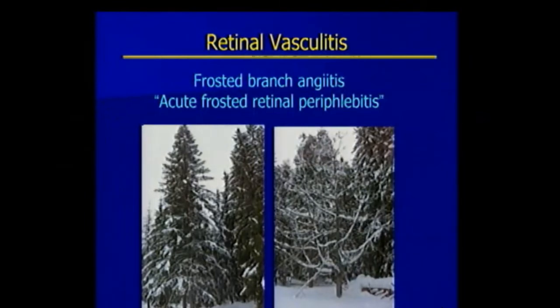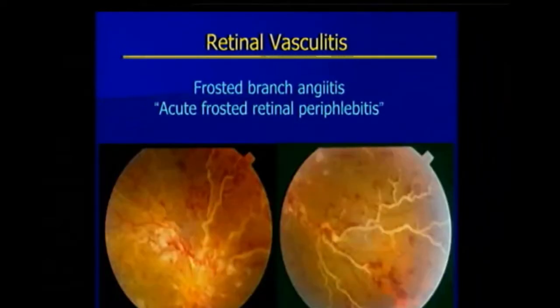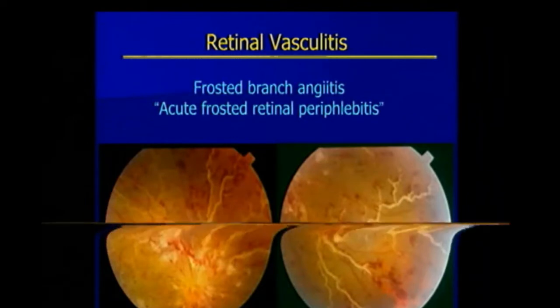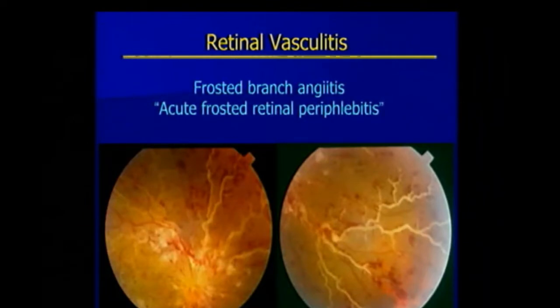In one meeting, I was in Switzerland, in the mountains, and I put this picture because the person who described this as frosted branch angiitis was using the appearance that you see with frosted tree branches, and this is what we call frosted branch angiitis. Then you see the heavy perivenous exudate involving the veins.